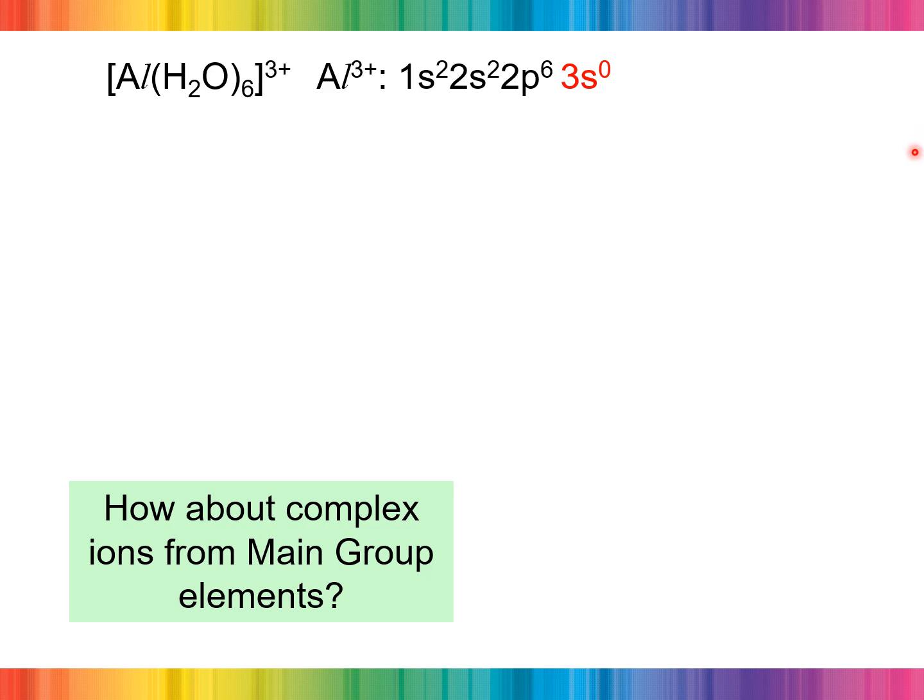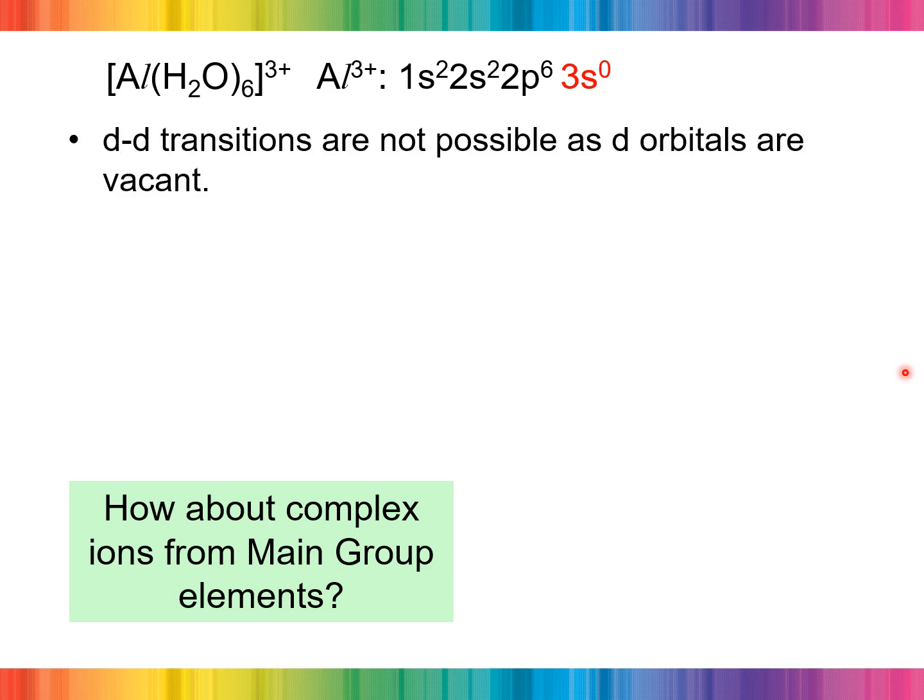Now, how about complex ions in the main group elements? For example, aluminium 3+ with 6 water, so it's also a complex ion here. This is the configuration of aluminium 3+. It ends with 2p6. First, d-d transitions are not possible at all, as we are not looking at d-block elements right now. This is aluminium 3+, so it's a p-block element, group 13. In this case, aluminium's d orbitals are vacant, so there are no electrons there.